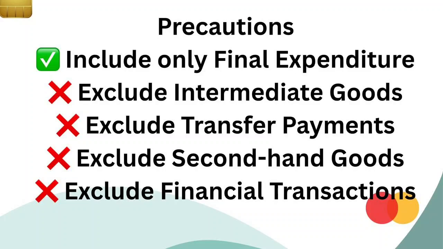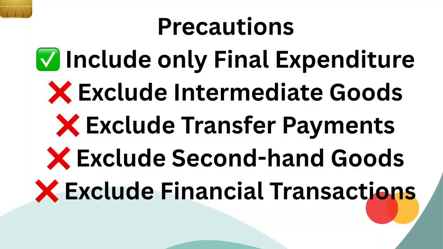Second, exclude intermediate goods. Imagine a bakery buys flour to make bread. This flour is not a final product. It is used to produce another product. So it is intermediate good and it should not be counted separately. Third, exclude transfer payment. Examples include pensions, scholarships, unemployment allowances, and gifts. These payments are not made for current production, so they are excluded.